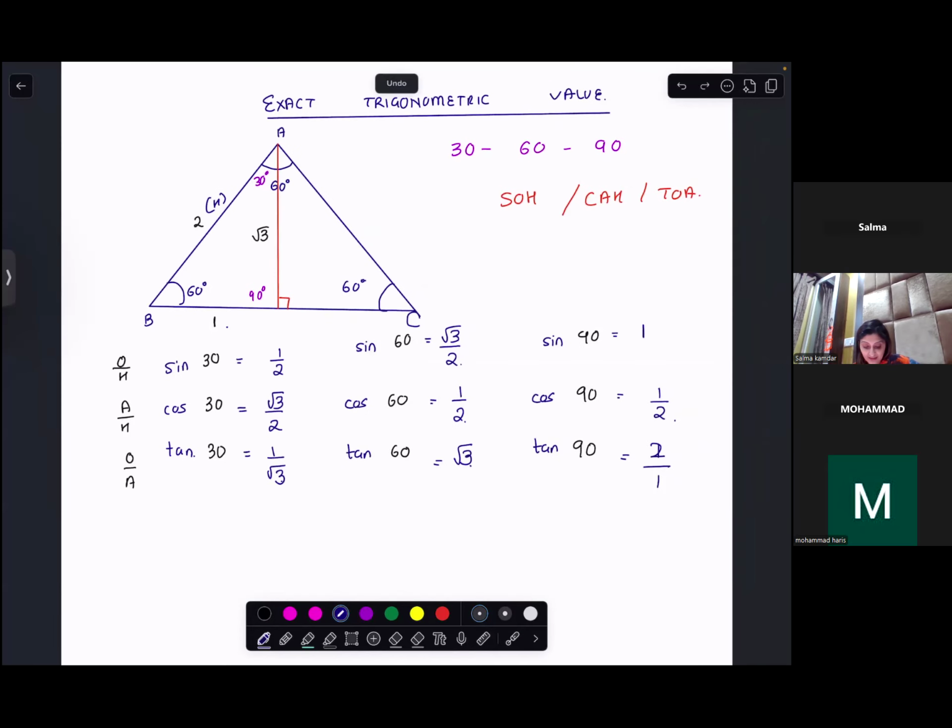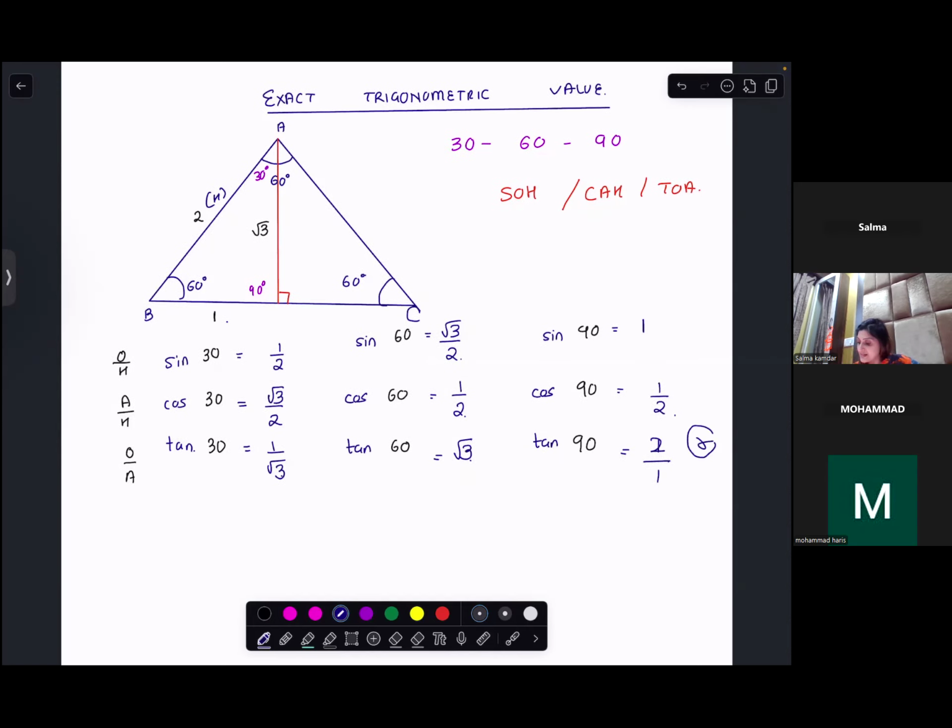Hmm. Can you tell me, tan 90, is it possible? Is it possible to have a tan 90 of 2? No. Okay. So we are just keeping this in doubt. Are you with me? Okay. So when you have a 30, 60, and 90 triangle, you will always draw an equilateral triangle.